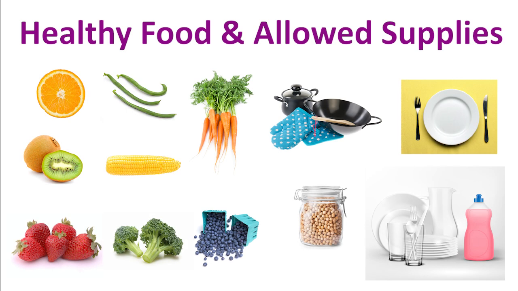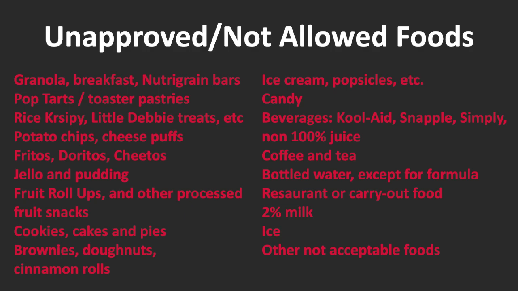To help you identify whether an item can be claimed, here is a list for your reference. Of course, this is not a complete list. Healthy food, items used for preparing, serving, and storing food are allowed, as well as some dishwashing materials. Some food items on your receipt will fall into the unapproved, not allowed category. Items such as granola bars, breakfast bars, or Nutri-Grain bars. The sweet treats like Rice Krispie treats, Little Debbie treats, brownies, donuts, cinnamon rolls, cakes, pies, all the good stuff are not allowed.